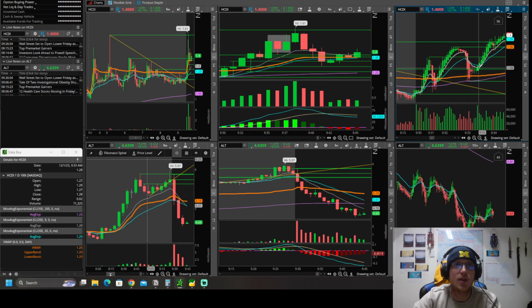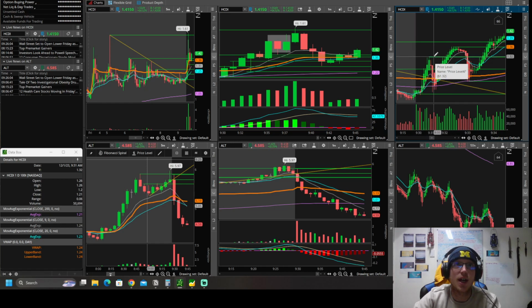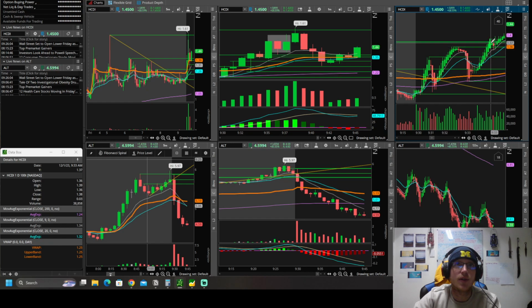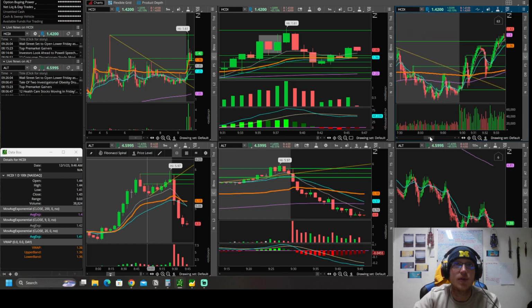But what I'm looking for is this, a break back through the opening range top. Target is break through the pre-market highs. This almost got it. This was a good bounce, right at the open.